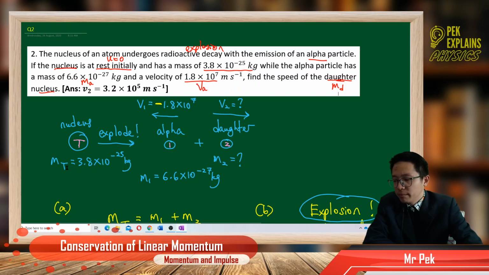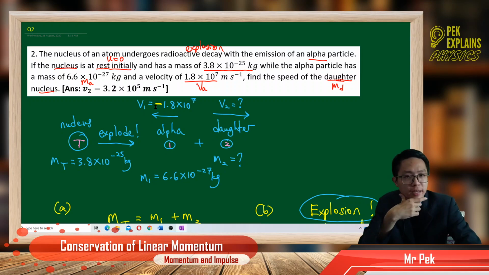Okay, we have the total mass of the mother nucleus, and we also have the mass of the alpha. We don't have the mass of the daughter, but never mind, because the daughter is actually part of the mother, right? We can just use the total mass minus the alpha. We get the mass of the daughter, isn't it? Okay, it's not a problem. We also have the velocity of the alpha, 1.8. This is the velocity of the alpha after explosion.